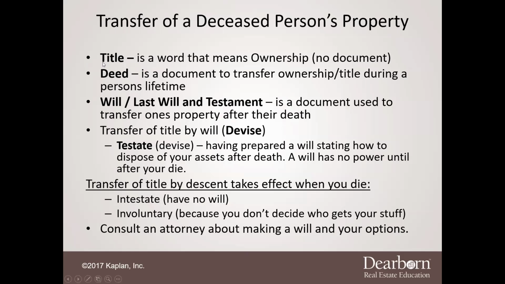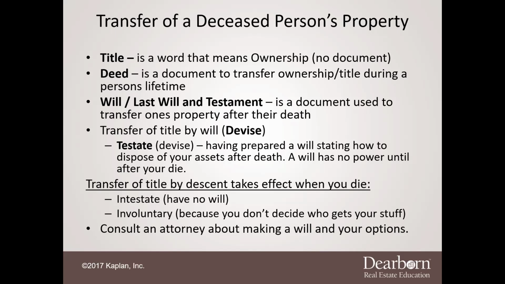You could hire somebody to do a title search and search the public records, and that's a little bit different. Now, a deed is the document that we use to transfer one's title, their ownership, or partial ownership, or even their rights. So a deed is a document to transfer ownership or title during a person's lifetime. The will, your last will and testament, is a document used to transfer one's property after their death. You could decide who gets your property when you die. You could leave it to your relatives or a friend or a charity or whoever you want.